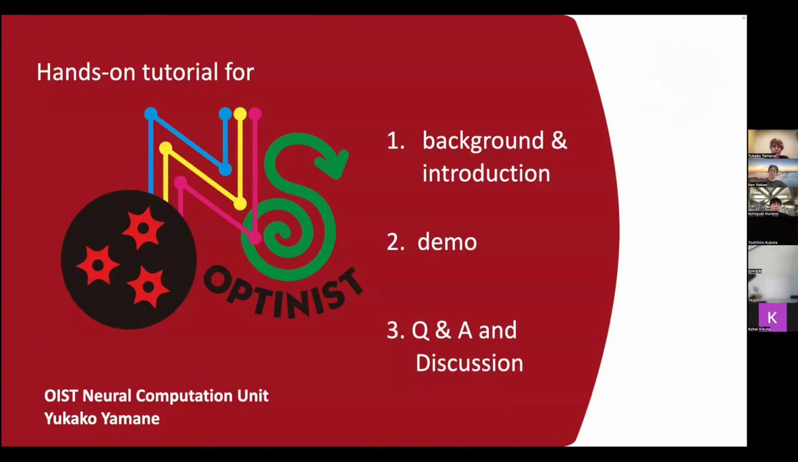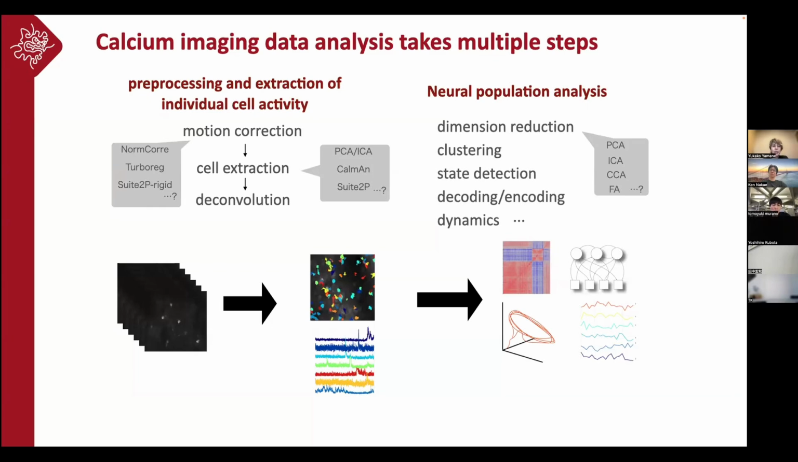Okay, then let's start. Calcium imaging data analysis takes multiple steps. It typically begins with pre-processing, such as motion correction, cell extraction, and deconvolution, if necessary. After extracting the activity of multiple neurons, we conduct a variety of analyses. These downstream analyses, like dimension reduction or clustering and so on, are also diverse and often need multiple steps.